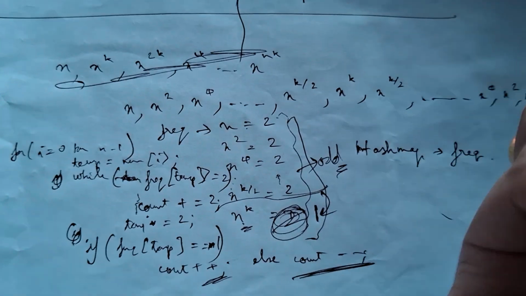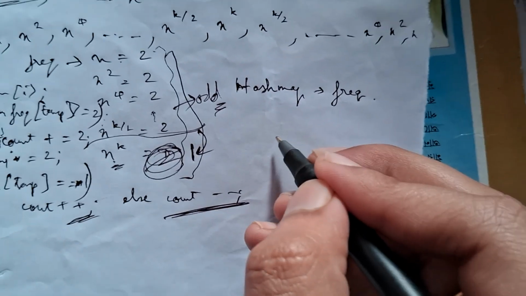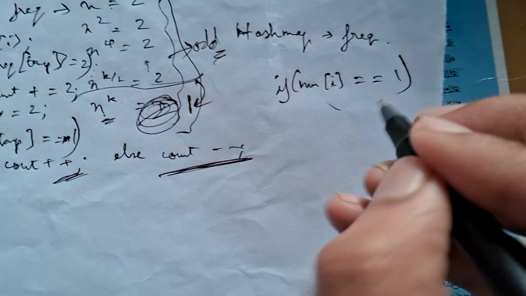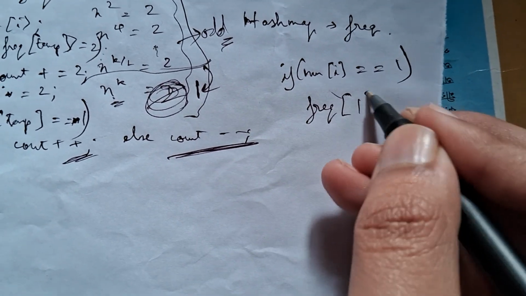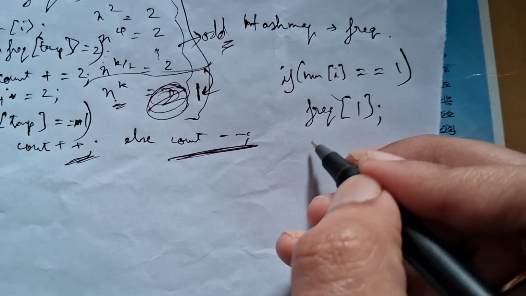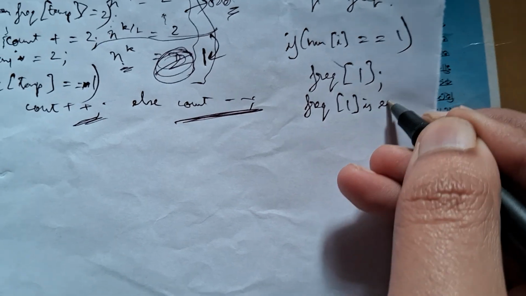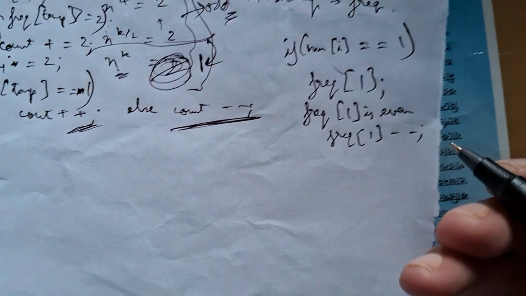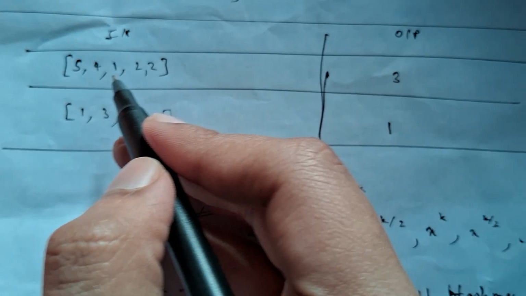Now there is an edge case on which you may get a TLE, which is a very nominal case. That is, if nums[i] is equal to 1, you can simply go for the frequency of 1. And remember one thing, if the frequency of 1 is even, make frequency of 1 minus minus. Clear? So this is how your code works. So let's go on for this one.